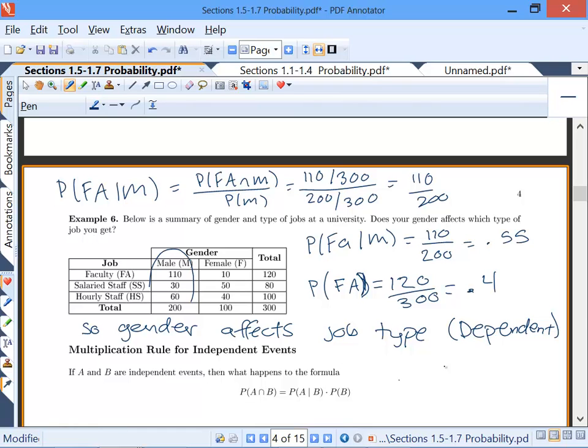So at some point, I'm probably going to ask you, will you check and see if these events are dependent or independent? And the way that you need to check is by comparing your conditional probabilities. Questions on it? So you're saying that if those two probabilities would have been the same, then we'd know they were independent? Yes. Yep.